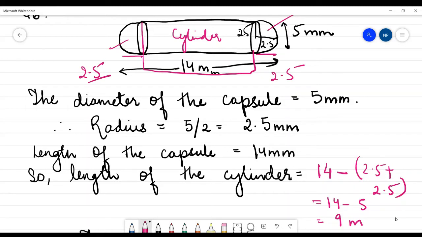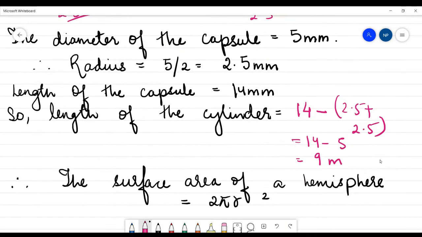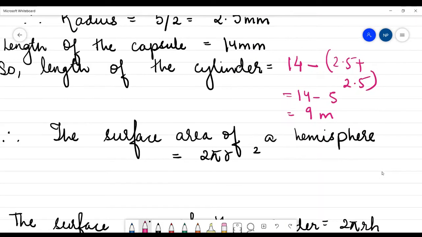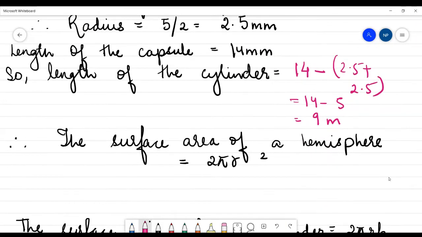Now children, to calculate the surface area, what do we need? We need the surface area of the hemisphere as well as the surface area of the cylinder. Here by the word surface area, we are talking about the curved surface area. After finding out the length of the cylinder, we will be able to find the surface area of the hemisphere. Surface area of the hemisphere is given as 2 pi r square.